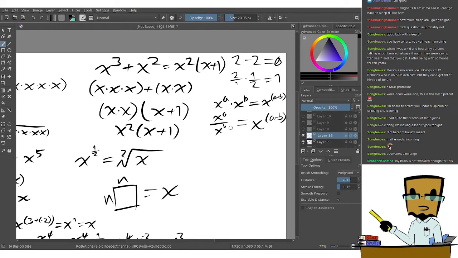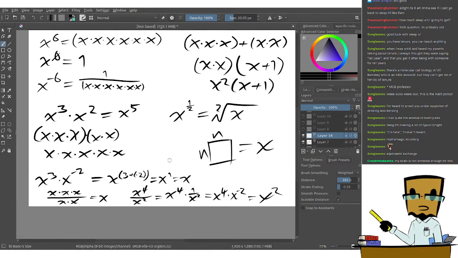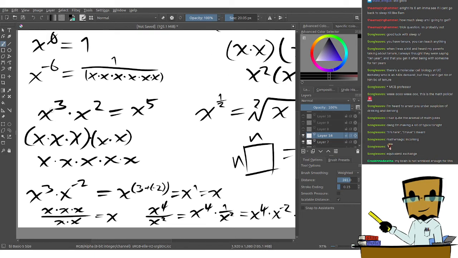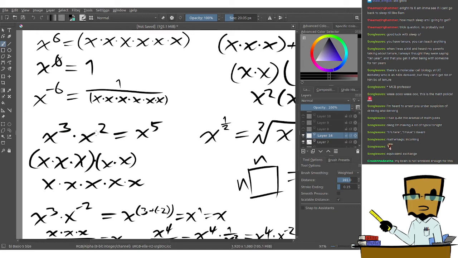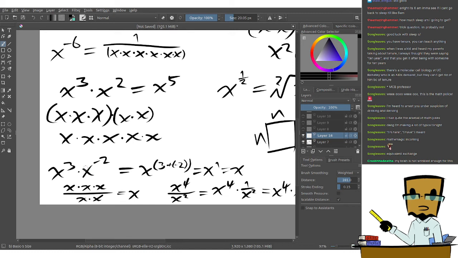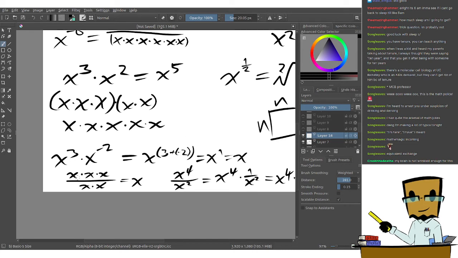So what that means is, when you start simplifying fractions or exponents, so say you've got x to the power of 3 times x to the power of 2, you just add the exponents together. Same with negatives. x to the power of 3 times x to the power of negative 2 is the same as x to the power of 3 minus 2.